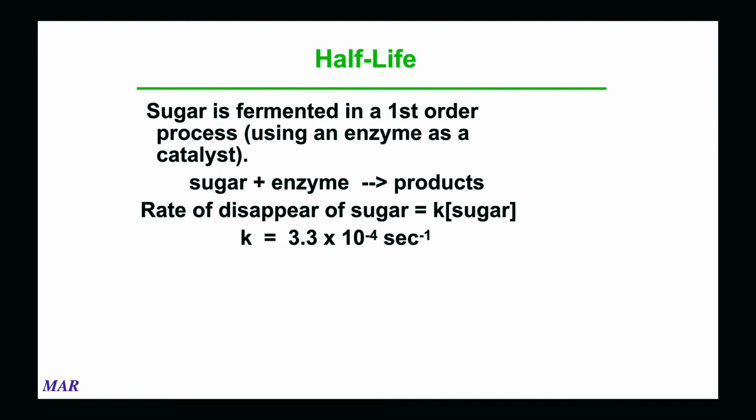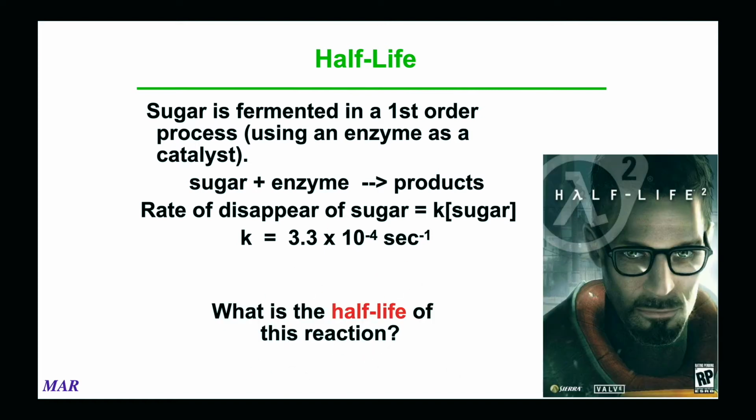Here's an example with how half-life can be really useful. Sugar fermenting, like all biology things, is a first-order process, and there's an enzyme being used as a catalyst. Enzymes are nature's catalysts. Our bodies have lots of them working around inside us right now. Pretty cool. But anyway, sugar plus the enzyme goes to some kind of products. We don't have to care about the products. Anyway, it's a first-order process, so rate equals K times the concentration of sugar to the first power. To the first power is usually ignored, so just sugar. Rate constant K, 3.3 times 10 to the minus 4 inverse seconds. Question is, what is the half-life of this reaction?